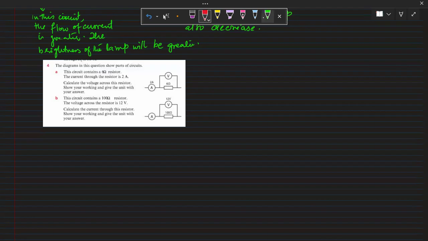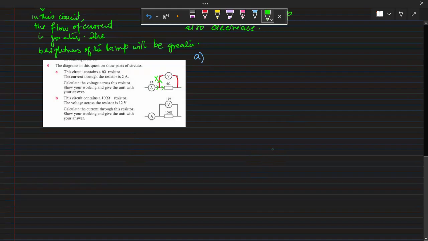Now, what we are observing in part A is that the circuit contains a 6 ohm resistor. The current through the resistor is 2 ampere, right? As I told you, when the voltmeter is connected, you will not say that the current enters the voltmeter. The current does not enter the voltmeter. What is the reason? You will study that in grade 11 as well. So you do not have to consider that the current is entering the voltmeter. The current has only one path.